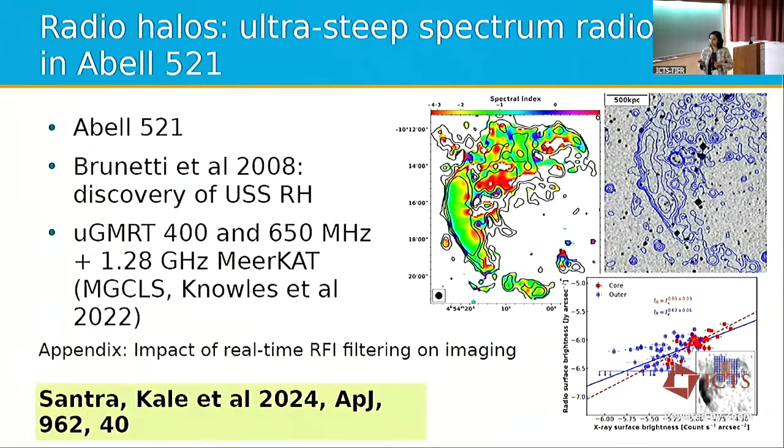So in this work, there was RFI filtering, the real-time RFI filtering mentioned earlier on the first day in Nityanandan's talk. So in this paper, we have an appendix which shows how the real-time RFI filtering affects imaging and how it allows you to use the central square baselines of the GMRT more effectively for studying the diffuse emission.